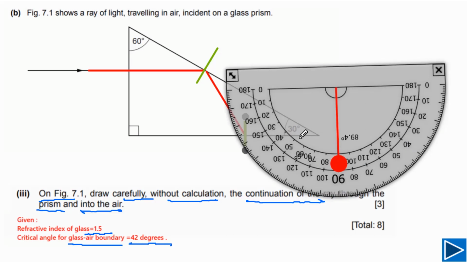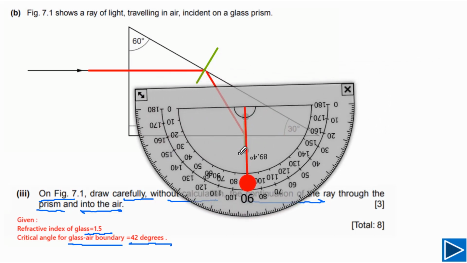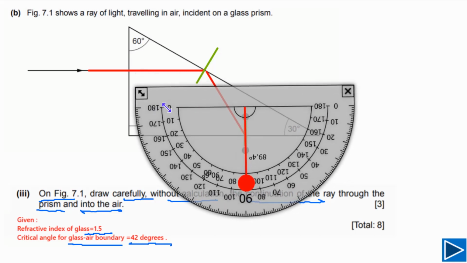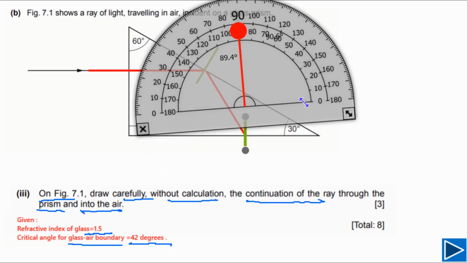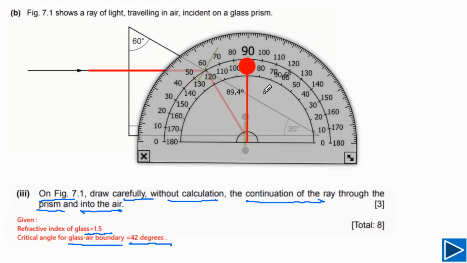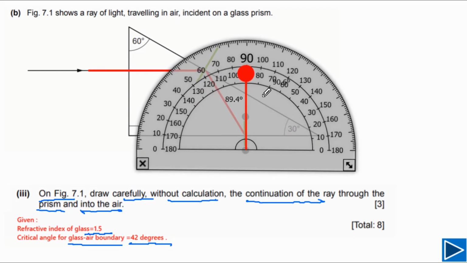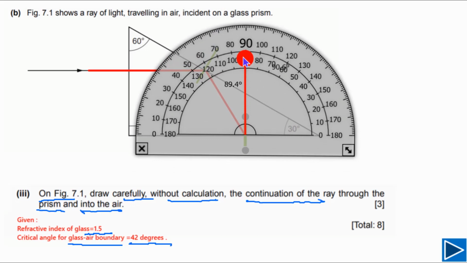We need to measure the angle of incidence, so you need to align your protractor with the normal and then find out the angle of incidence. So we can align like this. We can place our protractor at this point and find the angle of incidence for this reflected ray. The angle of incidence in this case is about 32 degrees.